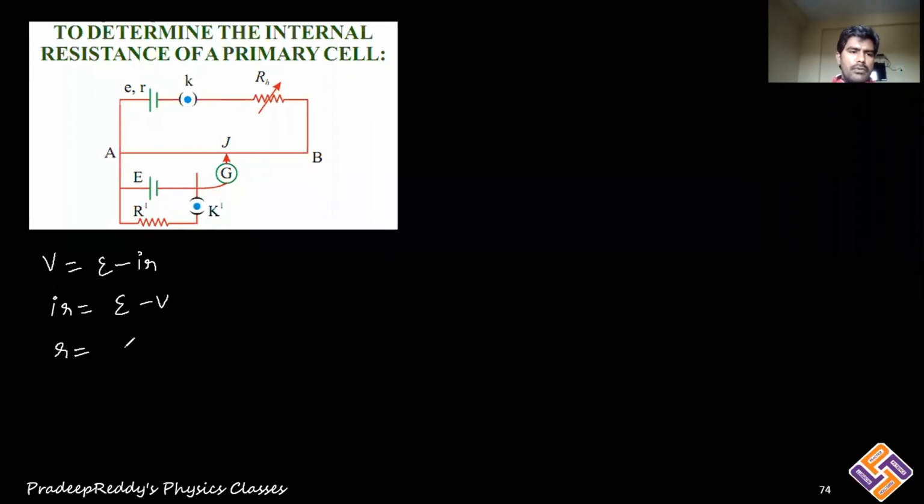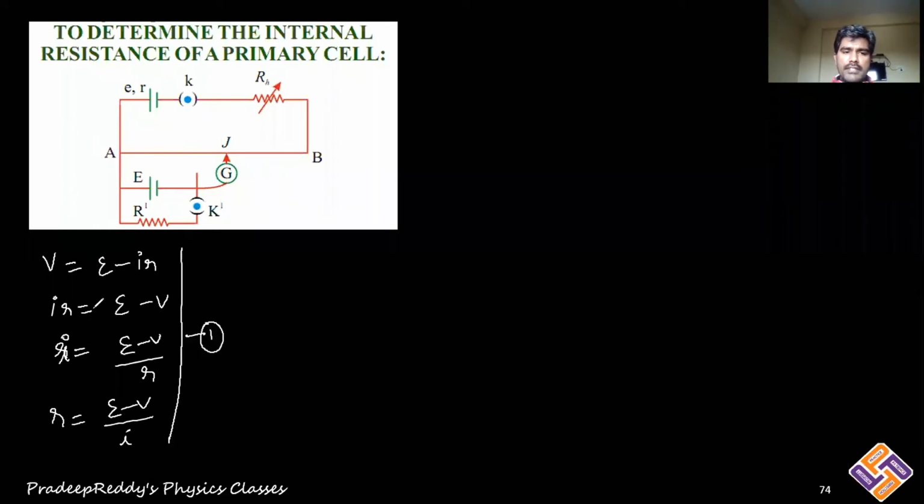You can write I is equal to E minus V divided by R, or you can write R is equal to E minus V divided by I. Right? Let me take this as equation number 1. We will be using this in the potentiometer concept. We have already discussed potential and EMF in the battery section.